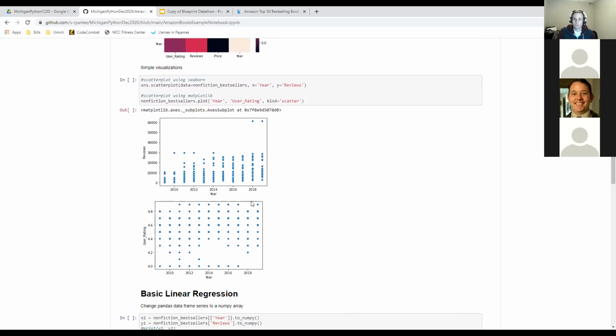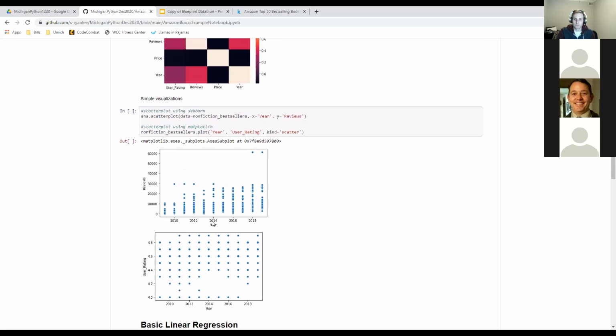So down below, I've got two scatter plots, one with the year and number of reviews, and then one with the year and user rating. The first scatter plot is made using Seaborn. So it's just SNS, which is how I imported the package with the scatter plot, and then you identify which data you're using, your X and your Y axes.